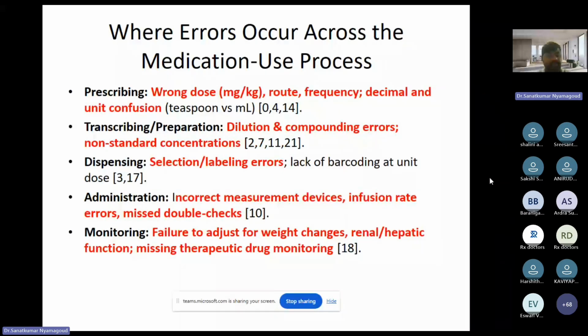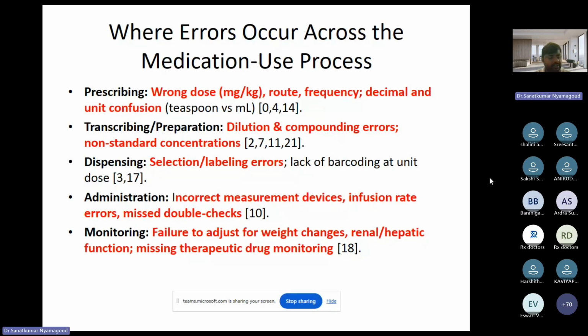For example, in prescribing: a wrong dose, mg per kg, or wrong route, wrong frequency, or wrong decimals, even sometimes unit confusion, as I discussed in the last case, teaspoon versus ml. This is a major problem during prescribing. So whatever I have mentioned in red color, like wrong dose, route, frequency, these are all points which I have taken from original research papers which are published. The 2004, 2014 research papers all suggest that wrong prescribing is very, very high, especially when it comes to the dose.